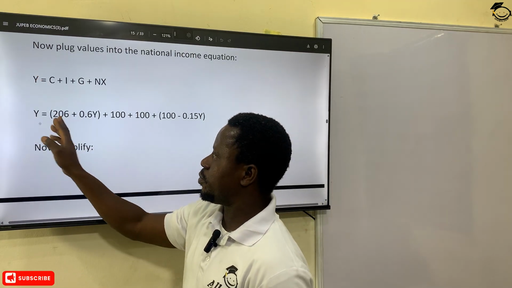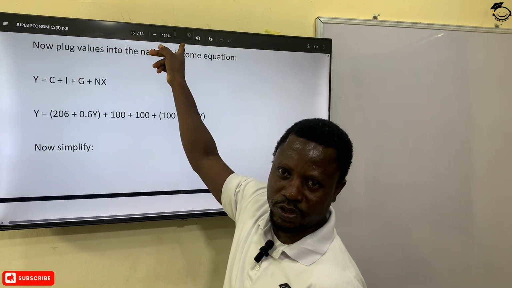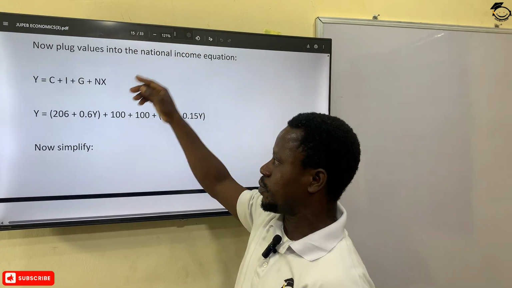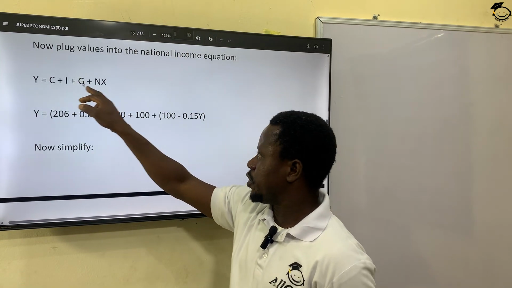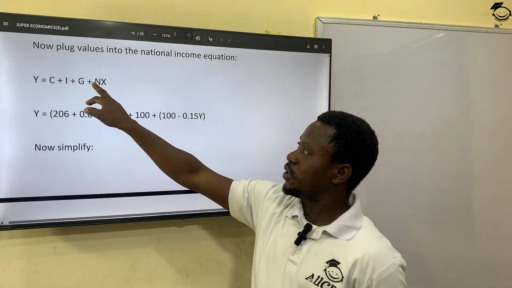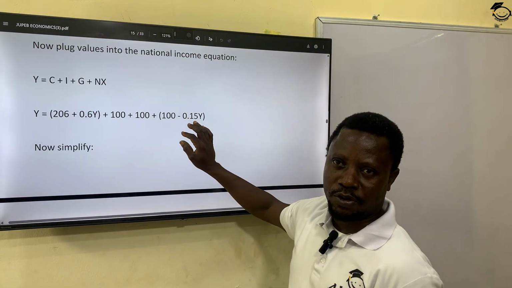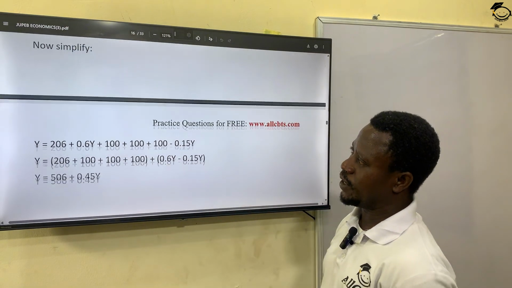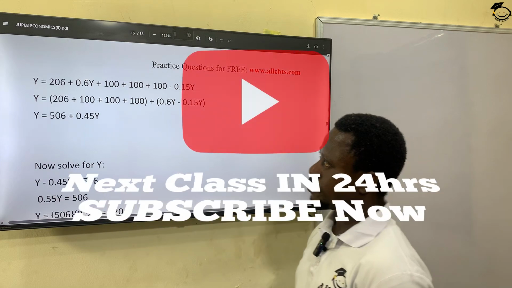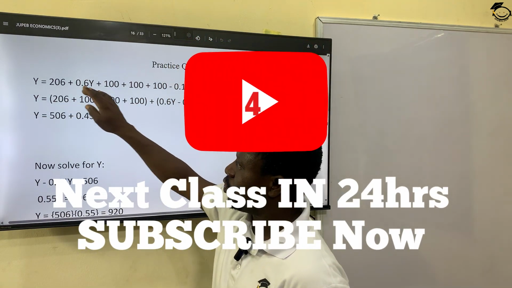So national income equals consumption, the one we just got, after we open the bracket, the multiplication we got there. Then the investment given to us, government expenditure also given to us, and import and export also given to us as an equation. So let's simplify all this now. How do we simplify them? Let's see. We have it this way.